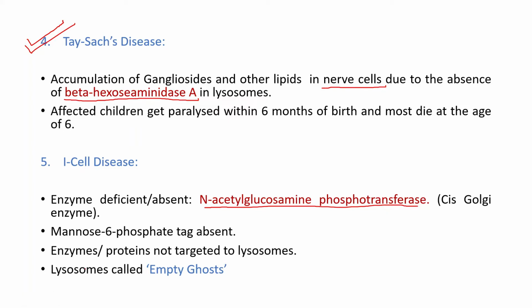So when the mannose-6-phosphate tag cannot be added, what will happen? The mannose-6-phosphate receptor will never recognize that protein as a lysosomal protein, and that protein will never be exported out of the Golgi and will never reach the lysosome. So the lysosomes will be devoid of any enzymes or proteins and will be called empty ghosts. So basically there will be no enzymes in the lysosomes. The lysosome will be dysfunctional, and this is due to the deficiency or absence of N-acetylglucosamine phosphotransferase.